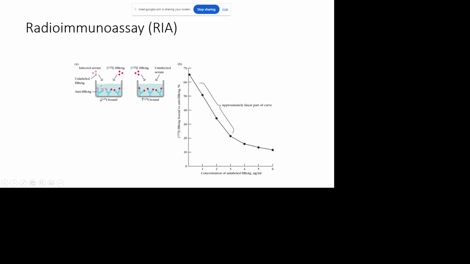If you will keep increasing the unlabeled HBs antigen, then it will keep overcompeting the radio level HBs antigen. So if you will increase the concentration of the unlabeled, then the labeled one will be replaced and they will be exchanged with the unlabeled antigen. So the radio intensity will be decreased if you increase the unlabeled antigen, right?